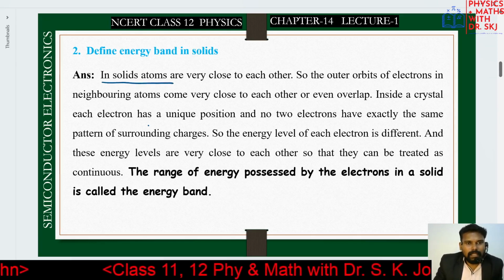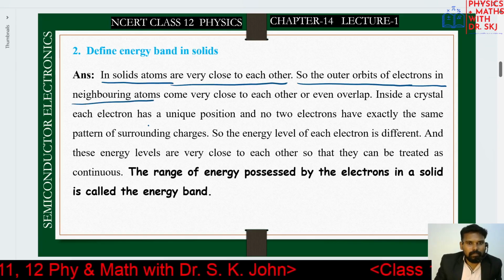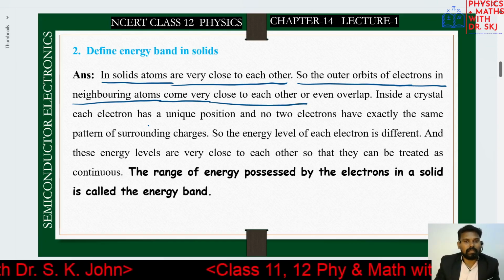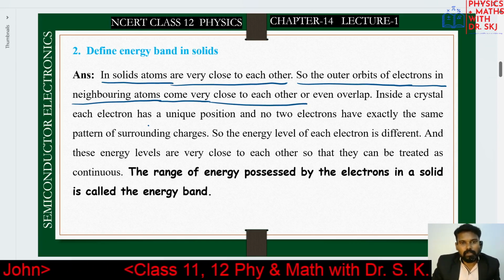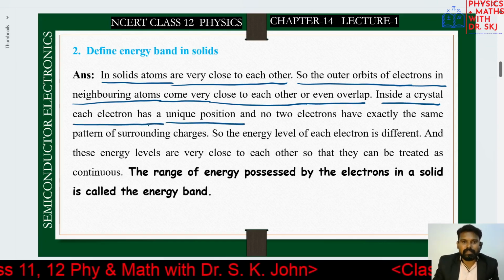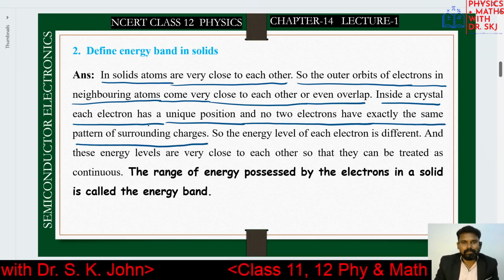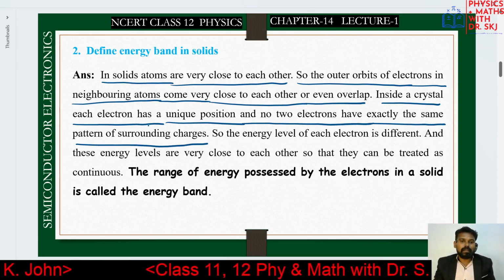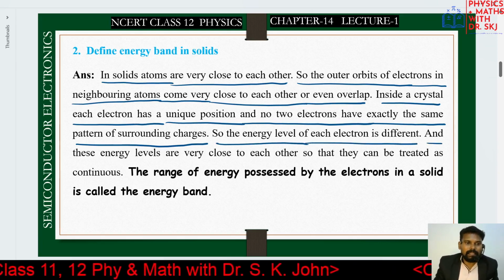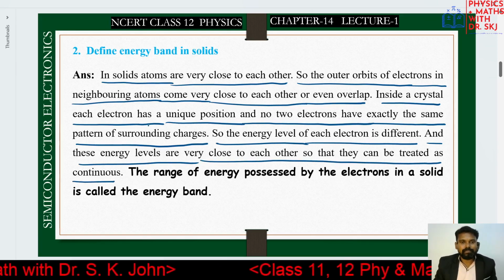In solids, atoms are very close to each other. So the outer orbits of electrons of neighboring atoms come very close to each other, or even overlap. Inside a crystal, each electron has a unique position, and no two electrons have exactly the same pattern of surrounding charges. The neighborhood is not the same for two electrons. So the energy level of each electron is different, and these energy levels are very close to each other, so that they can be treated as continuous.